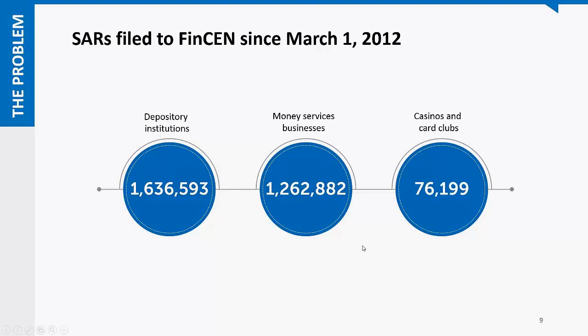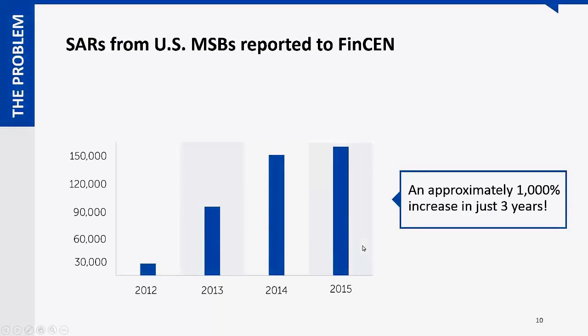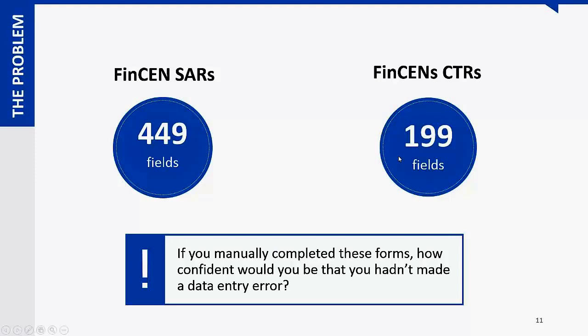And these numbers are actually increasing. So it's not getting less burdensome, it is getting more burdensome. For MSBs alone, there's a 1,000% increase in the last 3 years in terms of what has been submitted to the regulators. So if you fall into some of these areas, this is a challenge that you face. Then there's not the complexity, but how tedious it can be to submit these reports, and that's where we come into the picture.